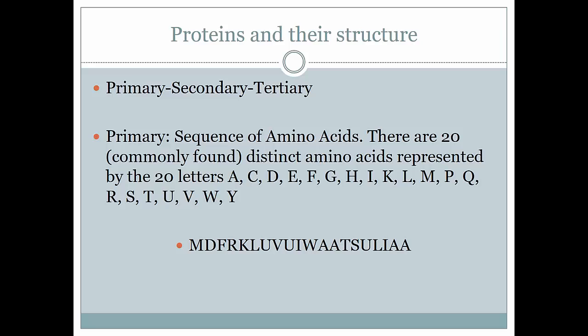There are 20 distinct amino acids that our body uses to construct a protein. The 20 letters represent the 20 different amino acids. And so we can think of the beginning of a protein structure as simply a sequence of amino acids. So for example, the sequence below has the amino acids M, D, F, R, and so forth. And this sequence of amino acids is called the primary structure of a protein.